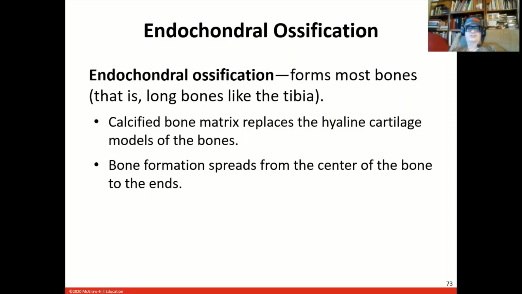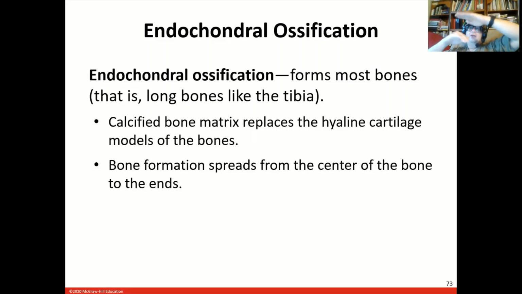And bone formation goes from the center of the bone to the ends of the bone. True, but it would be more accurate to say you're going to have a primary ossification center in the diaphysis, in the shaft of that long bone. And then you'll form secondary ossification centers in the proximal and distal ends. We call those ends epiphyses.